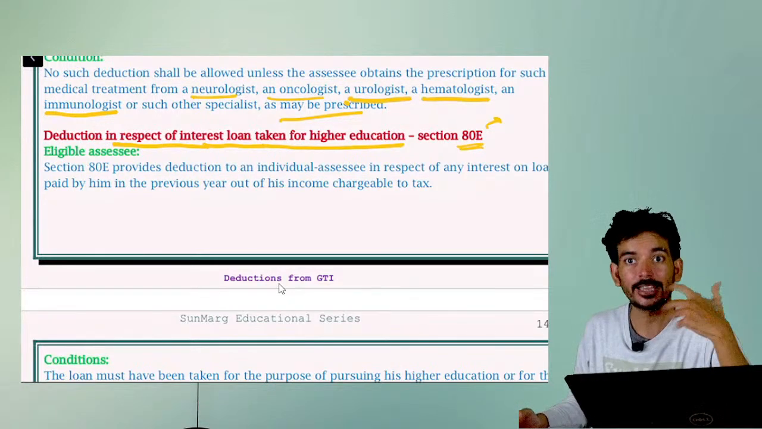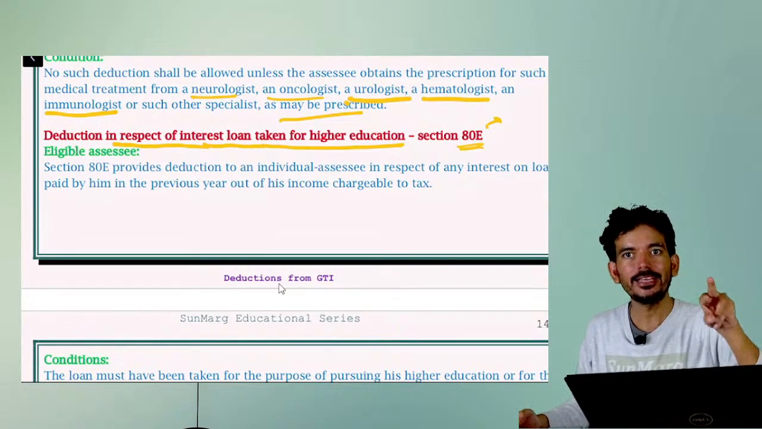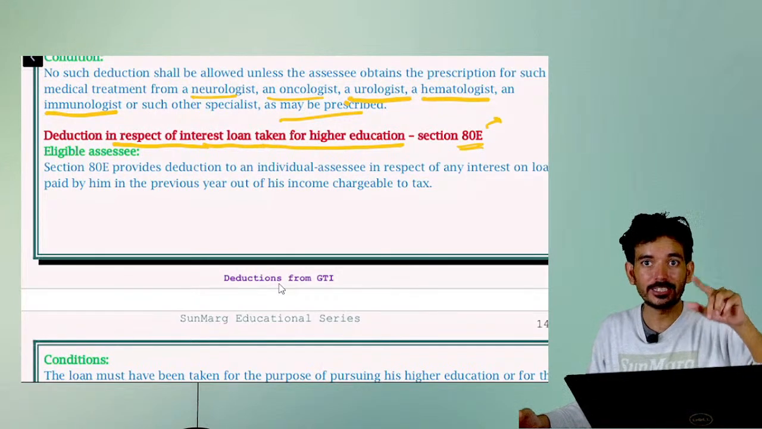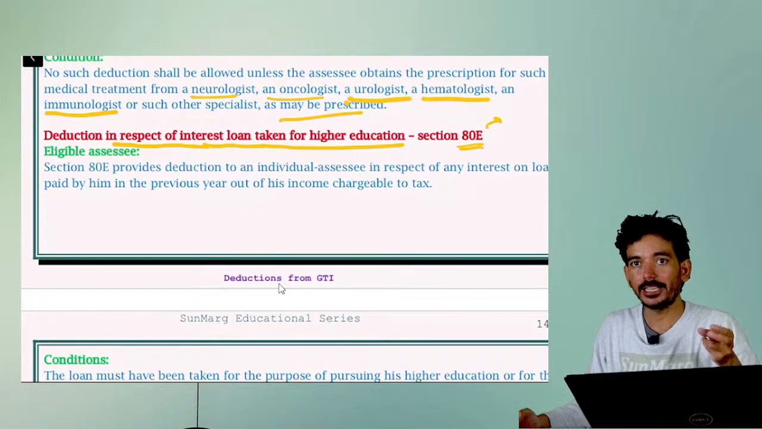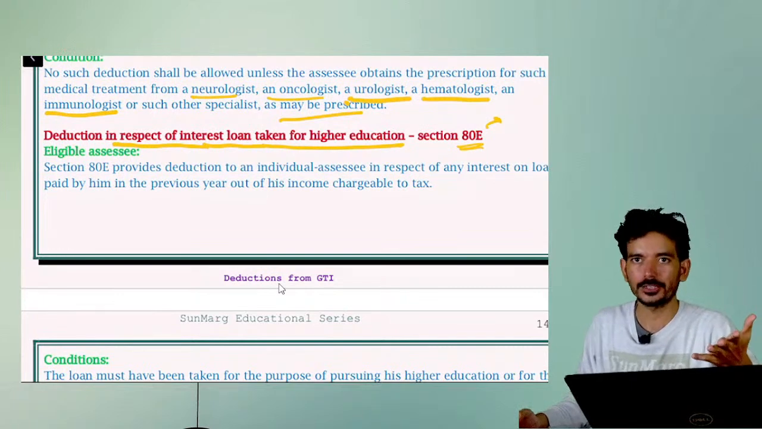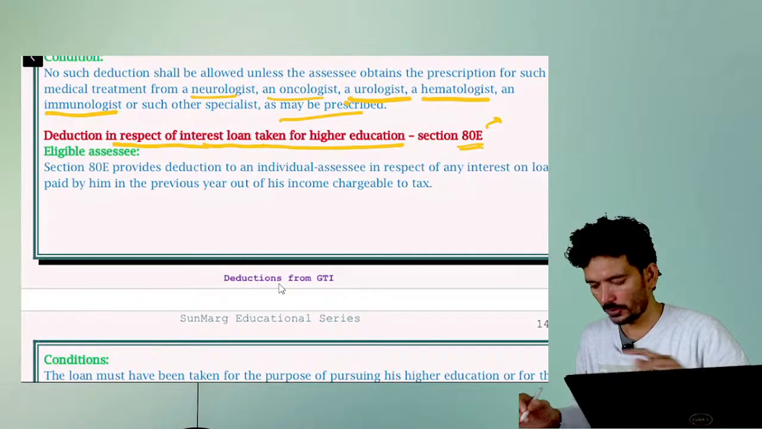I'll repeat in case you have a tendency to forget something. E is for education. Not the education that you are paying for under 80C. 80C is your tuition fees. 80E is where you take a loan and go for higher education, and if you happen to pay any interest on that, you will claim it here.